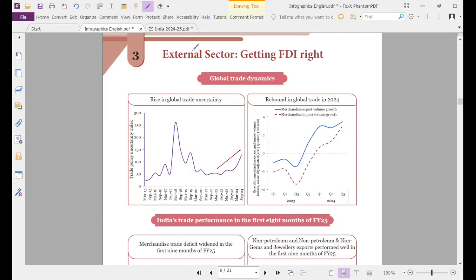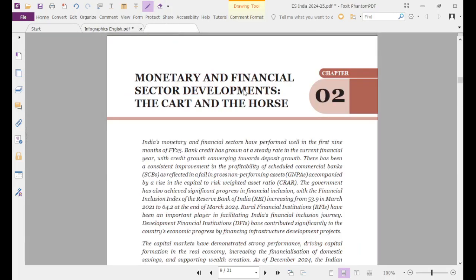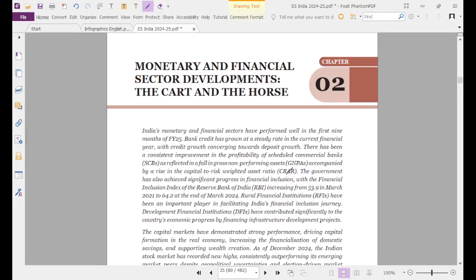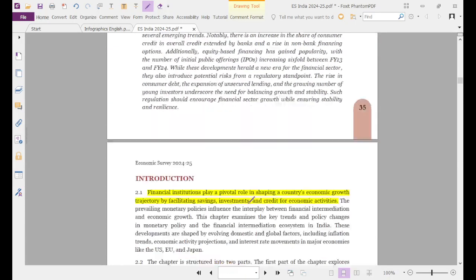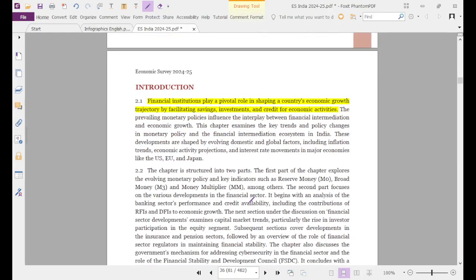In the meantime, I'll quickly jump to chapter 2 to see if there is anything we're missing that we need to cover. See, the same thing has been discussed here, that we discussed the NPAs. Financial institutions play a pivotal role in shaping the country's economic growth trajectory by facilitating savings, investments, and credit for economic activities. Such a nice line. Wherever you have topics or questions on RBI or any economic functioning by financial institutions, you can always quote this. It can be the starting of an introduction also.